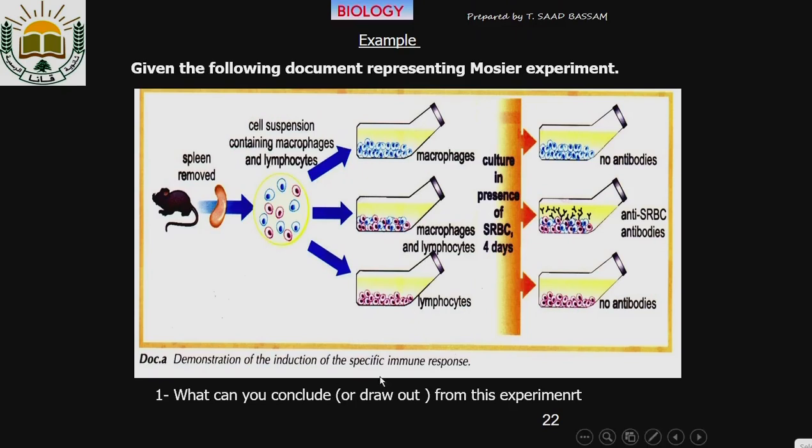What can you conclude from this experiment, or what can you draw out from this experiment? Okay, students, you were told that the verb conclude or draw out means to write only the "then". If you ask me, what can you conclude or draw out? I will write, I can conclude, or I can draw out, to produce antibodies, we should put macrophages and lymphocytes with SRBC.